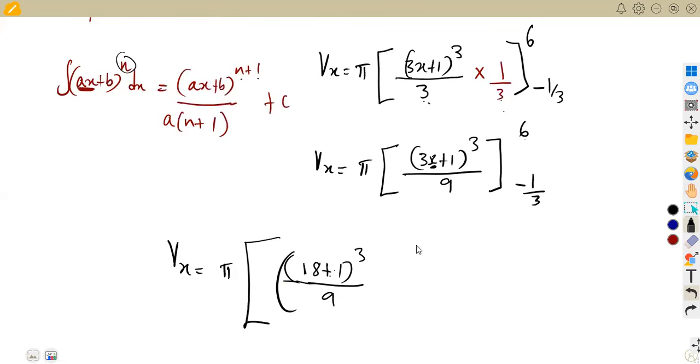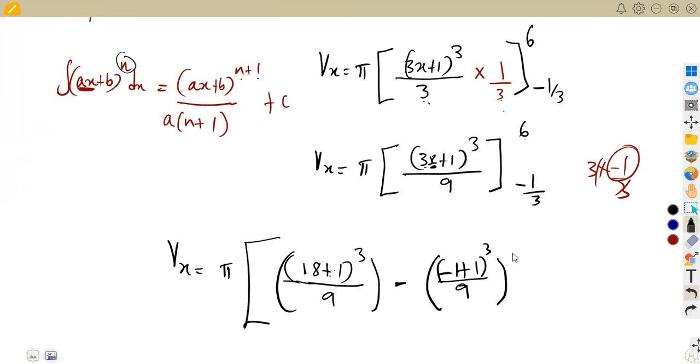All right, we do the same thing on the lower limit. So it's going to be minus. We do the same thing for the lower limit, which is minus a third. So if we substitute here, it's going to be 3 times minus a third. All right, so that is going to be a -1. So it's -1 plus 1 over 9. All right, but this is being raised to the exponent of 3 like this.